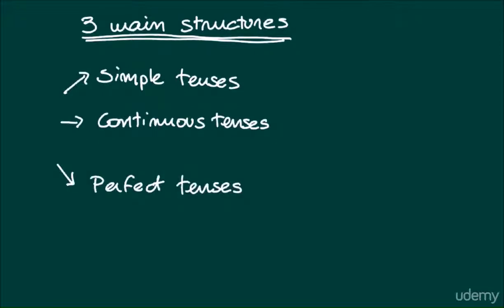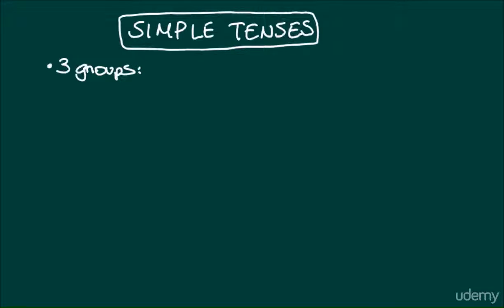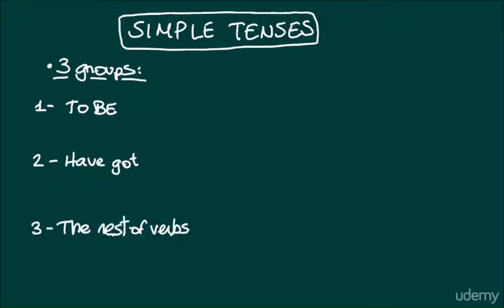You know the present simple and present continuous. Let's start with the simple tenses. All simple tenses are created the same way. There are three groups: 1. The verb to be. 2. The verb to have got. And 3. The rest of the verbs.